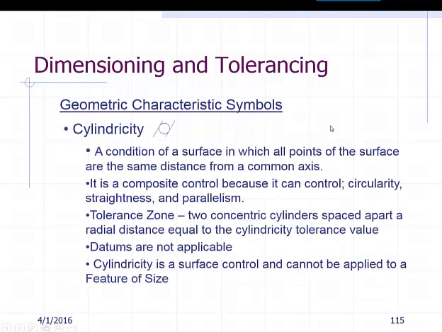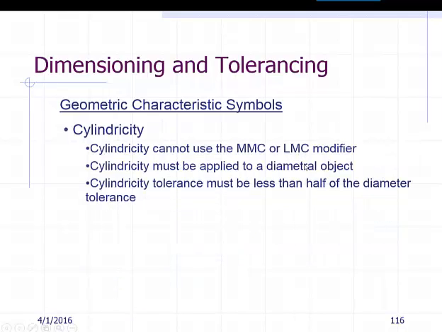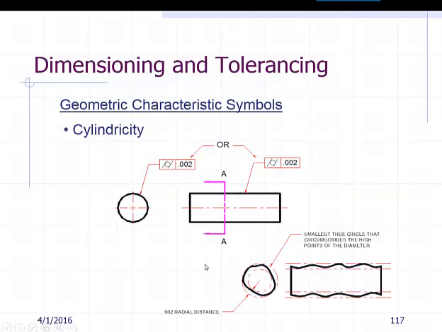All right. So cylindricity, again, it's kind of like straightness versus flatness. We're now looking at the entire cylinder, not just any cross-section of the cylinder. And we want to control the tolerance zones, and this time instead of just being 2 circles, it's going to be 2 cylindrical planes. Once again, no MMC or LMC, and it's got to be a circular shape, and it's got to be less than half the diameter tolerance.